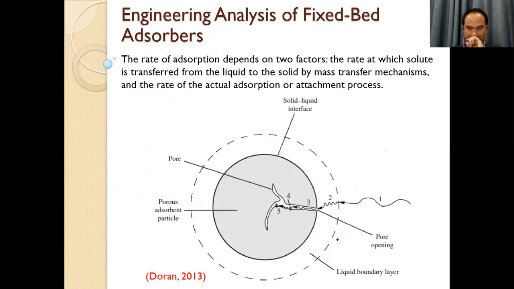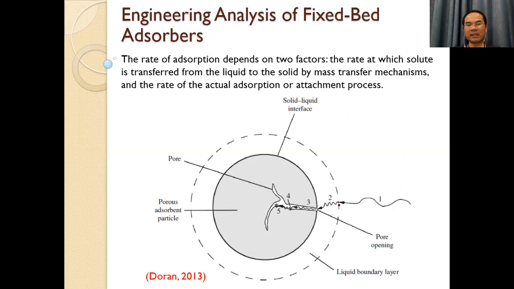Okay, this shows you the phenomena. We have the solid, and inside it we have the pore. We know that when fluid flows around the solid, there is a film. This is a gas film if the fluid is gas, or a liquid film if the fluid is liquid. For this case, it's a liquid film. The solute will transfer from the bulk to the interface between the film and liquid. And the next step, we diffuse through the film.